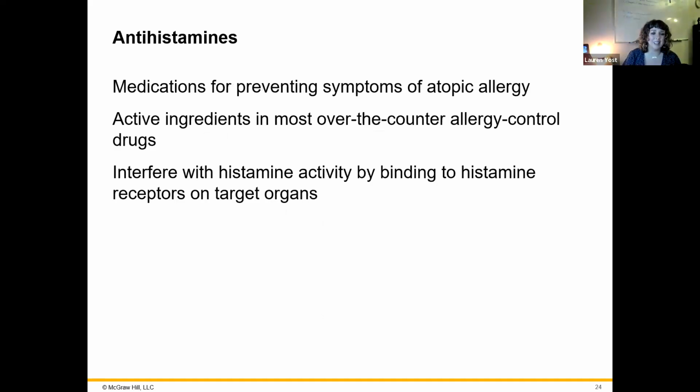We can also take antihistamines, which are quite effective. They prevent the symptoms of the atopic allergy. The active ingredients in most over-the-counter allergy control drugs are going to be falling in this category, in antihistamine, right? Trying to control allergies, antihistamine, we relate that pretty well. These will interfere with the histamine activity by binding to histamine receptors on target organs.